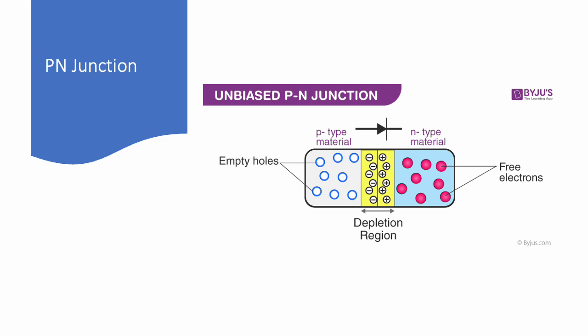So we have learned earlier about the p-type and n-type semiconductor material. Now we will learn about the p-n junction. Specifically, this is an unbiased p-n junction.